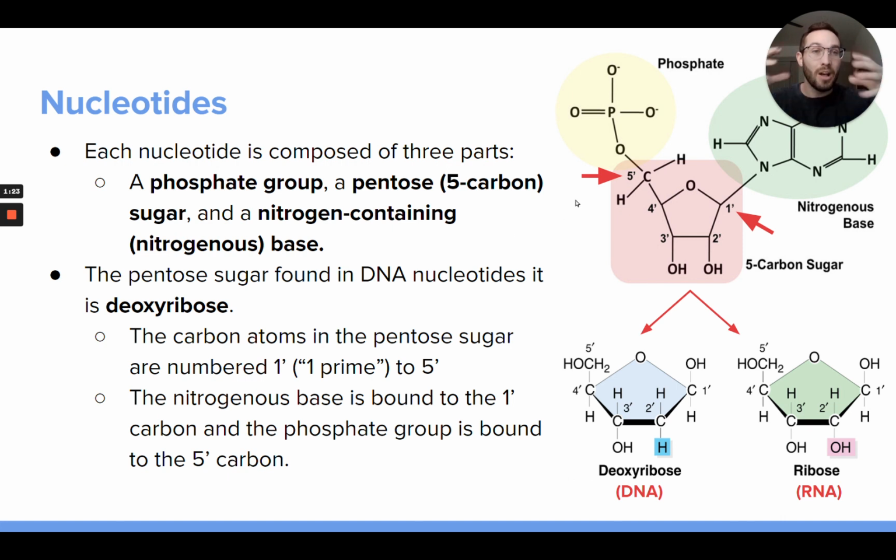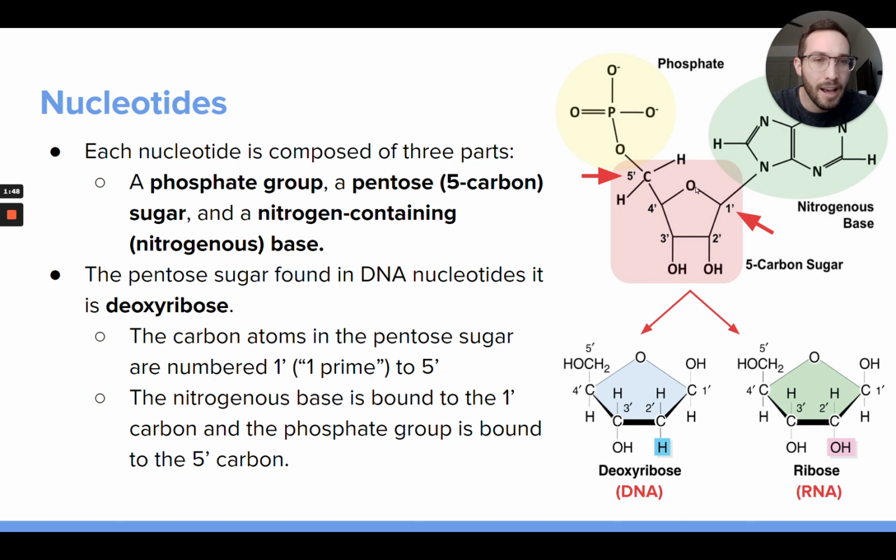Nucleotides, this is the building block of nucleic acids, of DNA. These are the things that get bonded to each other over and over and over again to build a DNA strand. But each nucleotide is composed of a pentose sugar, which means a 5-carbon sugar, a phosphate group, and a nitrogenous base. In DNA, the sugar is deoxyribose. So deoxyribose is the type of sugar found in nucleotides that build DNA.